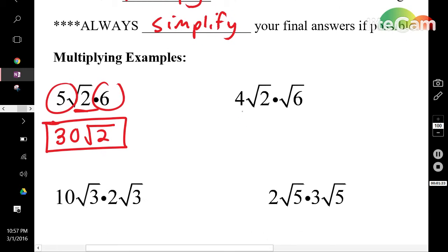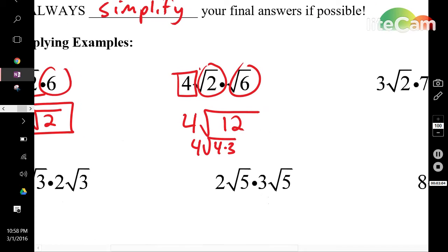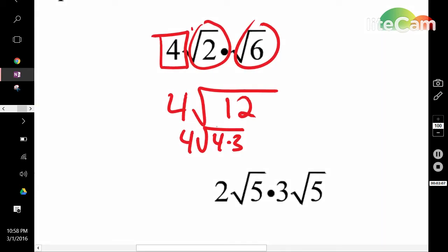The second example, 4 root 2 times root 6. 4 is by itself. However, root 2 and root 6 are both inside the radicals, so we're going to multiply those together. 2 times 6 is 12. Now, the next question you ask yourself is, can I simplify the square root of 12? Well, yes. Our list of perfect squares says 4 goes into 12 3 times. So I'm going to write this as 4 times the square root of 4 times 3.